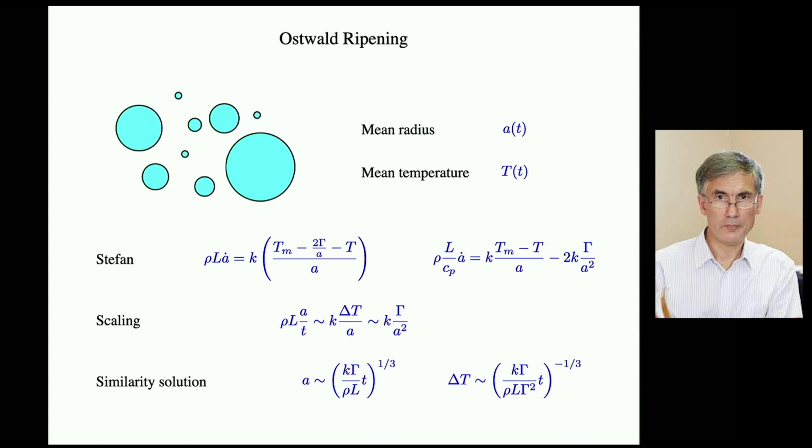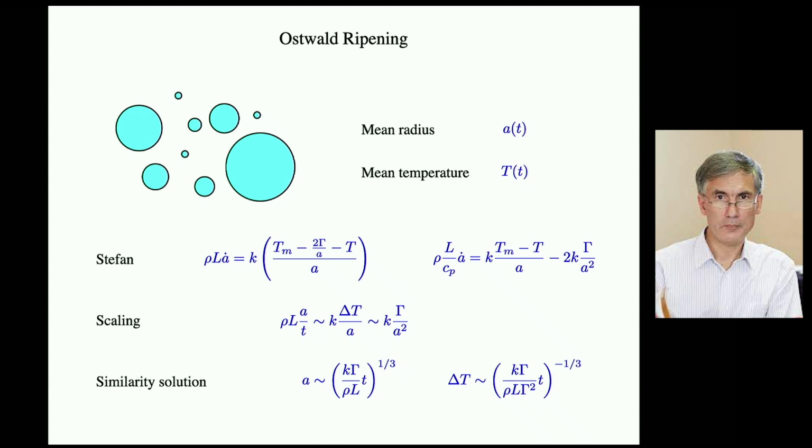Tm. So our Stefan condition, we've seen this several times before: rate of release of latent heat, thermal conductivity, the equilibrium temperature, which is now Tm minus 2 gamma over the mean radius. Sorry, I apologize for that. I'm getting myself confused. That might need to be a little gamma. No, I think this is big gamma. That's big gamma. So this is the equilibrium temperature minus the mean temperature.